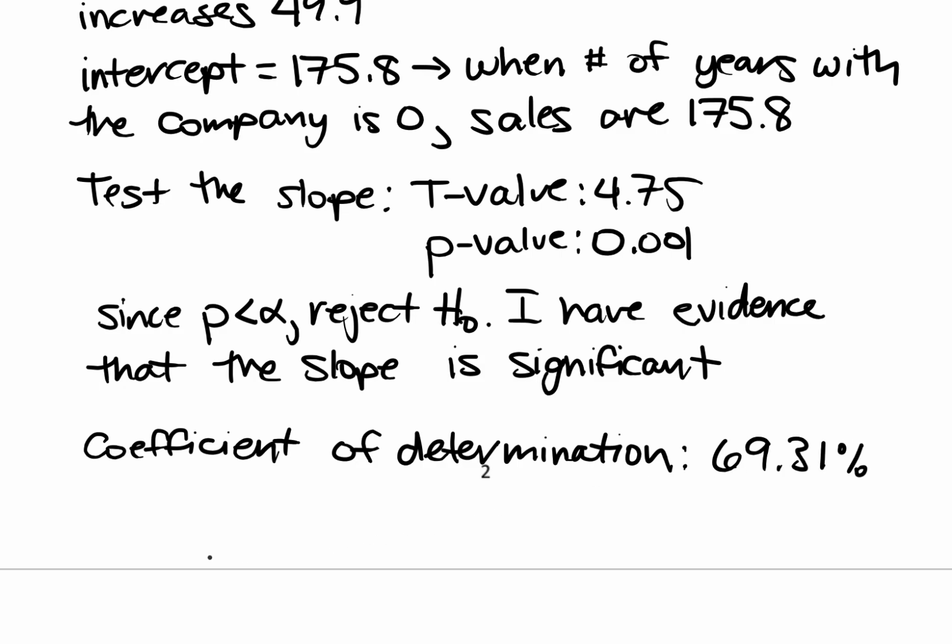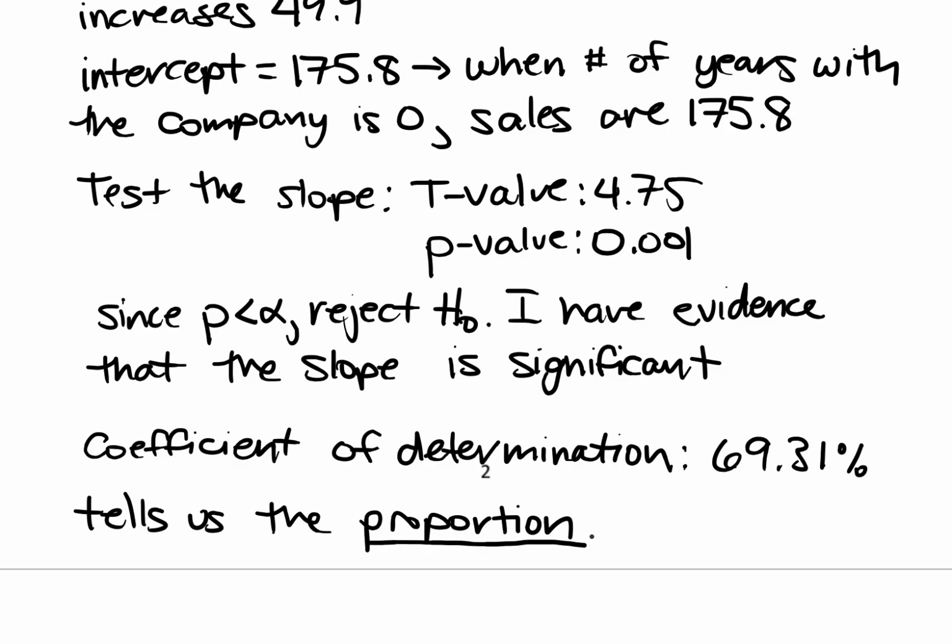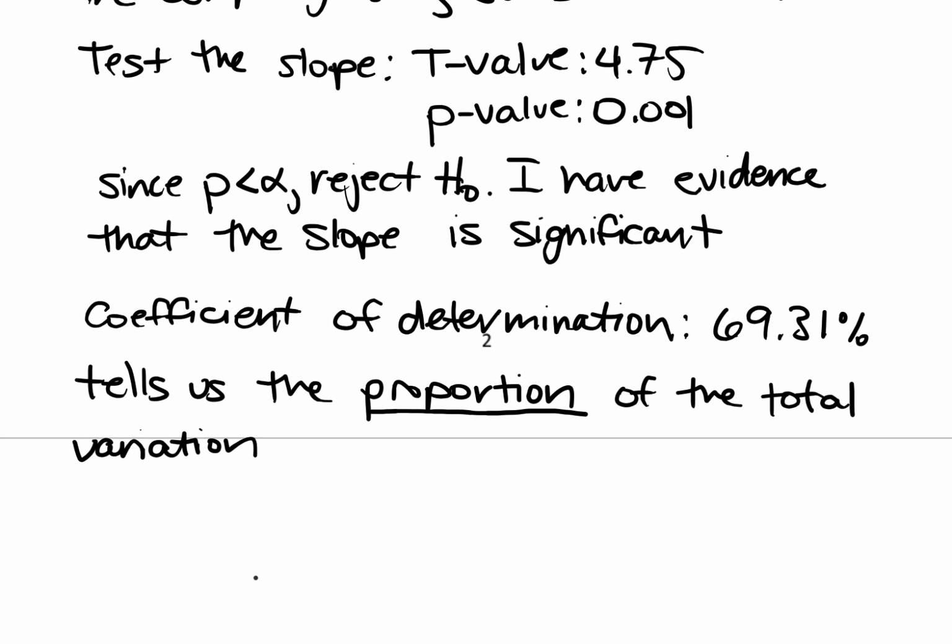69.31%. And what that tells us is the proportion, and I'm going to underline this word proportion because you're going to need it for the homework. It tells us the proportion of the total variation in sales that can be explained by the variation in time spent with the company.